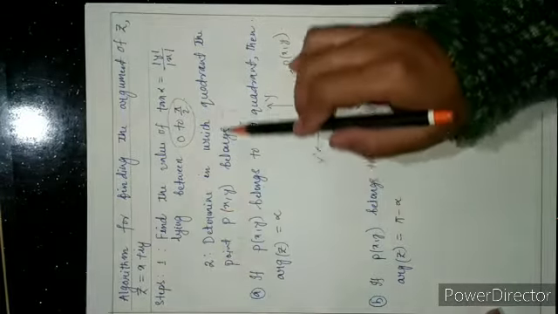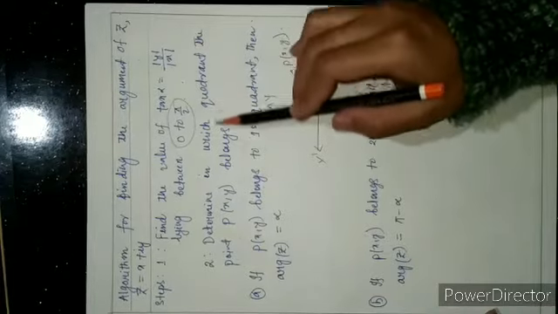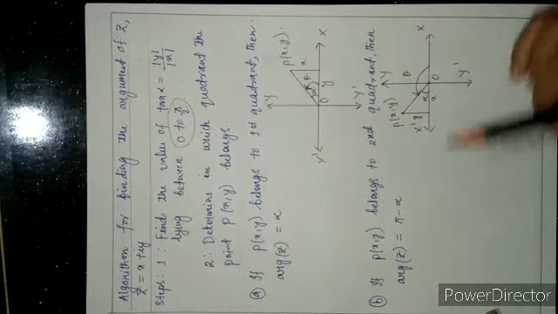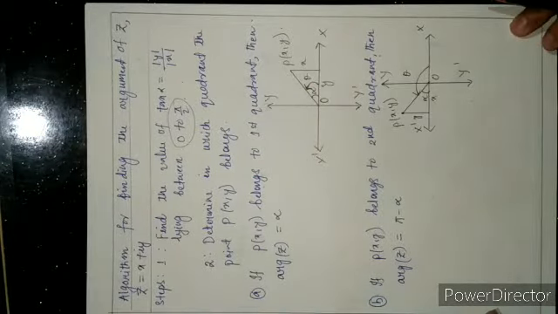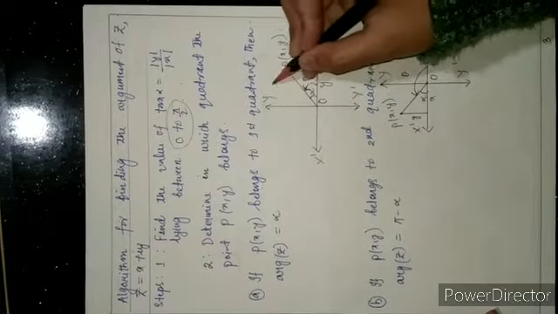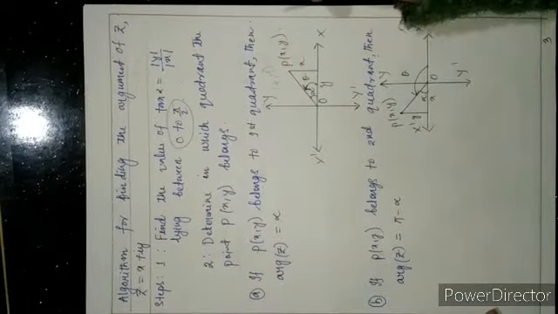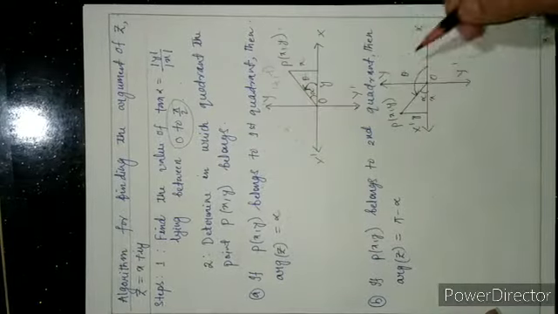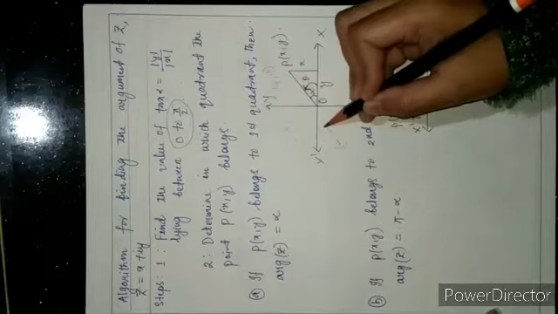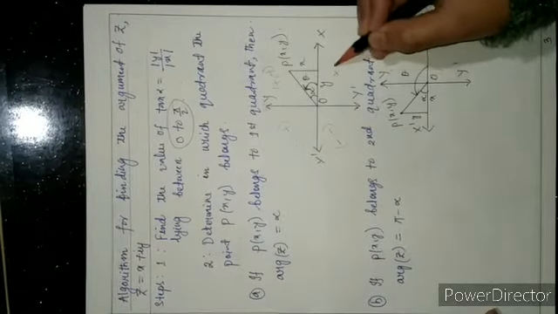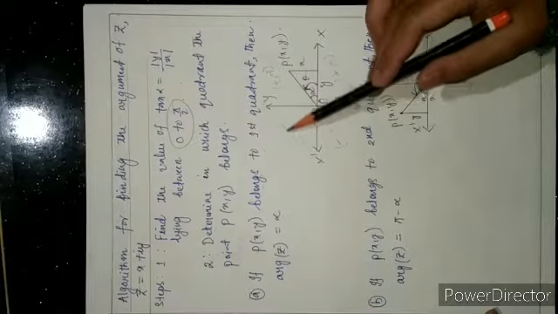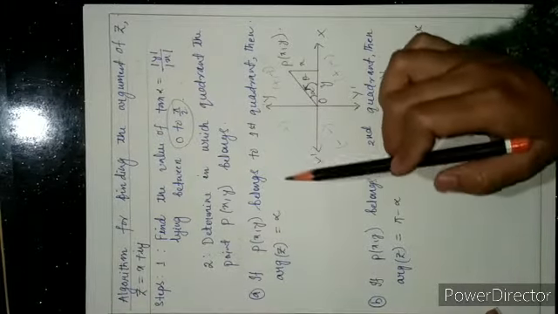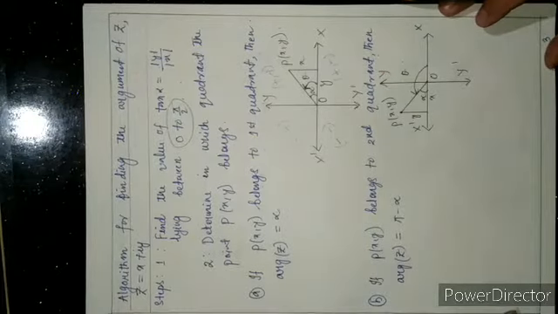Number 2. Determine in which quadrant the point P(x, y) belongs. In the first quadrant all the coordinates are positive. Second quadrant, x negative, y positive. Third quadrant, x negative, y negative. Fourth quadrant, x positive and y negative. By checking the signs we can find whether the point P lies in the first, second, third or fourth quadrant.